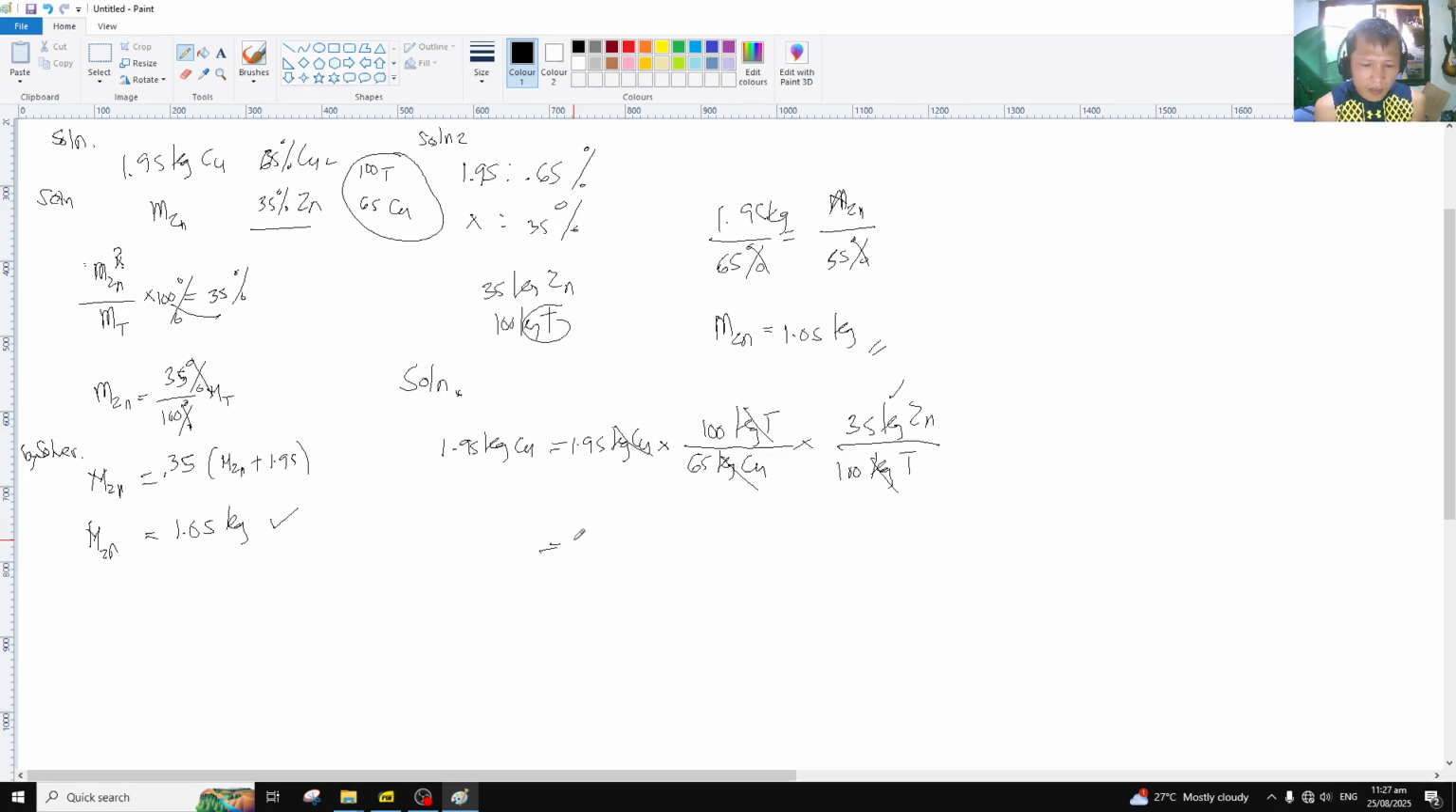So by that, 1.95 times, the 100 cancels 100. So basically, you will be dealing only with 1.95 times 35 divided by 65, which is the same as before. Of course, let's compute. And that will still give you 1.05 kilogram of zinc. So it is saying that 1.95 kilogram of copper is equal to 1.05 kilogram of zinc.